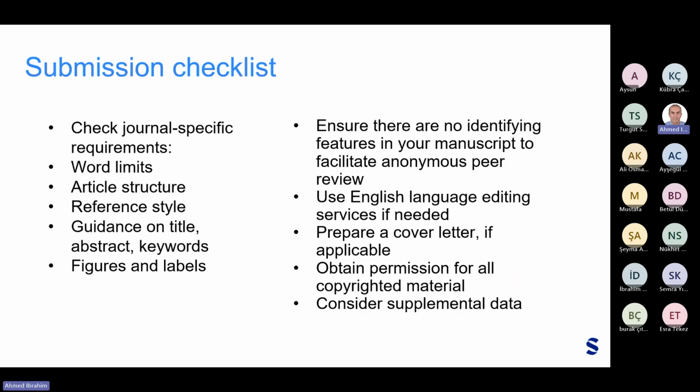The submission checklist involves the word limits. As we mentioned, some journals require that your article should not exceed a specific number of words. Also the article structure, the reference style, the guidance on title, abstract, and keywords, and the figures and tables you should put in your checklist. Ensure there are no identifying features in your manuscript, to facilitate anonymous peer review. Ensure your manuscript does not include some clues that may reveal your identity.